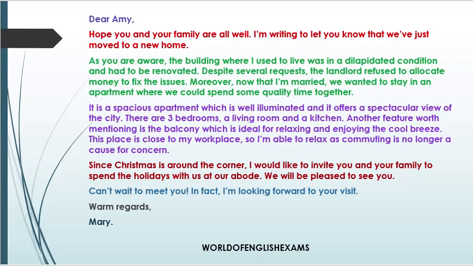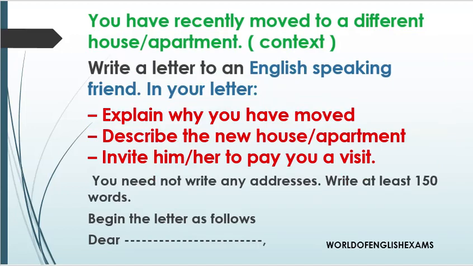So now that my family is growing and I'm married, I definitely want some private space to share with my would be or my husband or whomsoever it is. So now that I have established that I am married, we wanted to stay in an apartment where we could spend some quality time together. So these are the reasons I am stating for shifting or moving to a different home. Now, what is the second bullet point? It's asking us to describe the new house or apartment.